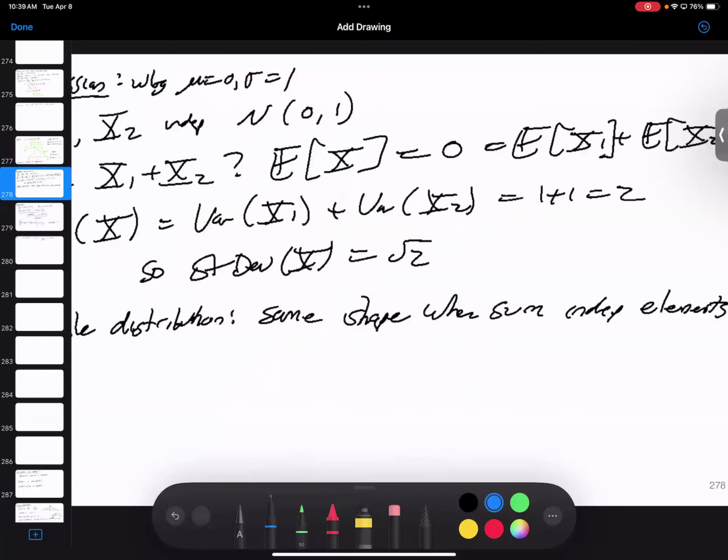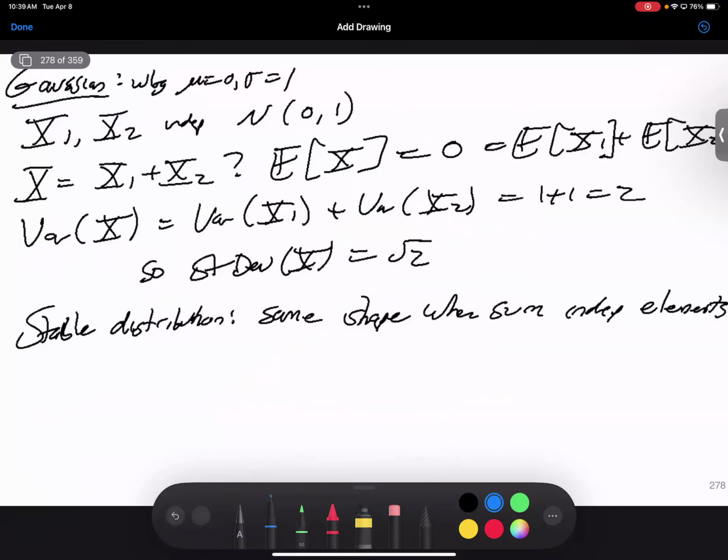So now, let's look at Gaussians. I'm going to start off a little bit with some simple things. Let's assume x1 and x2 are normal random variables with mean 0, variance 1. And we'll assume they're independent. So the expected value of the sum is the sum of the expected values. That's just going to be 0. The variance of a sum is the sum of the variances. That's just going to be 2.